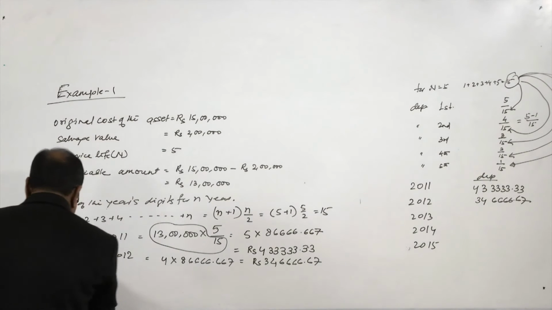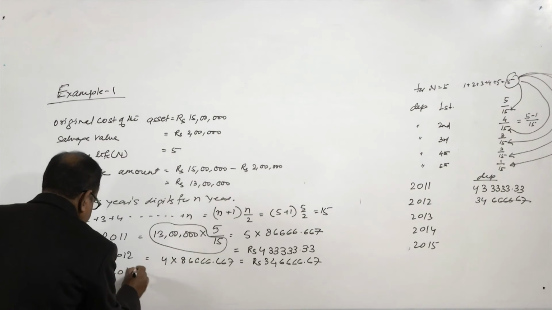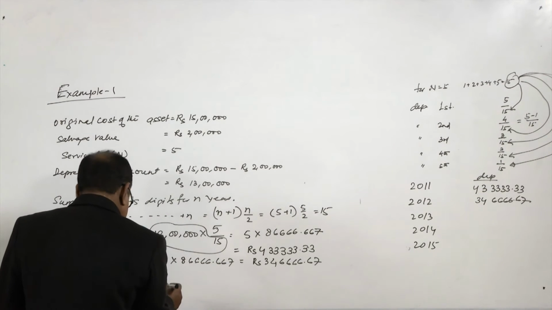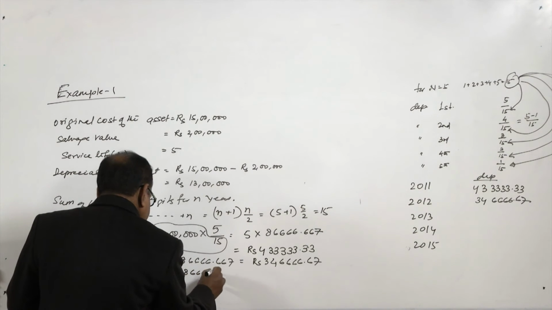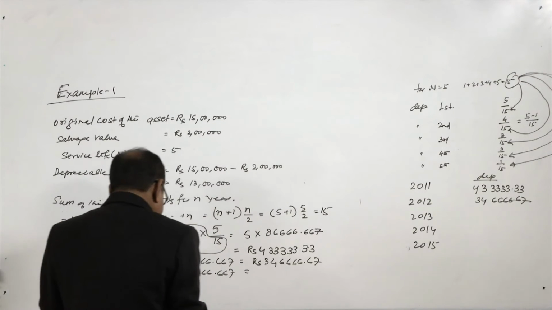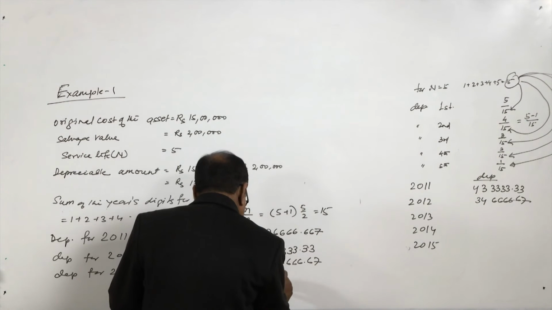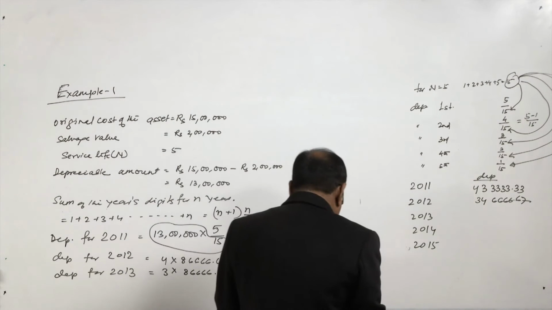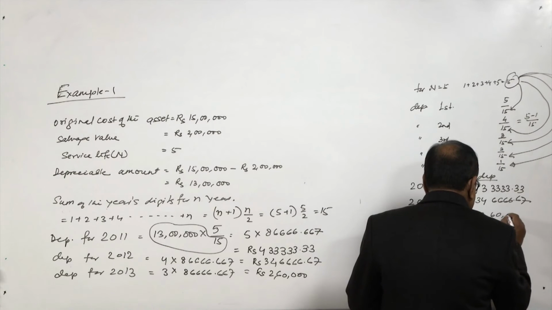Similarly, depreciation for 2013 is equal to 3 into 86666.667, which comes out to be rupees 2,60,000.